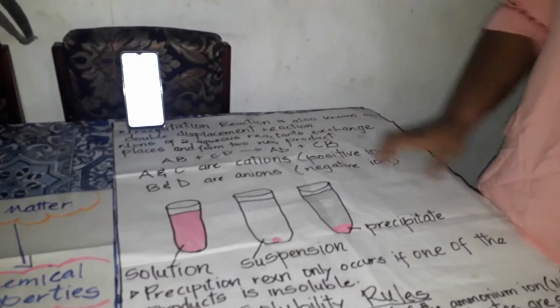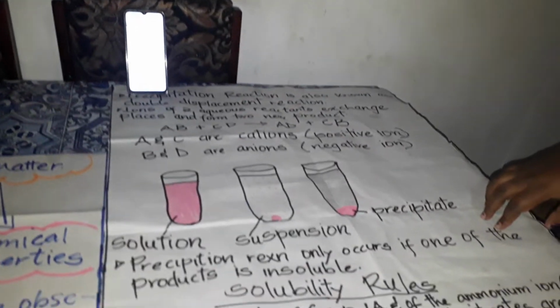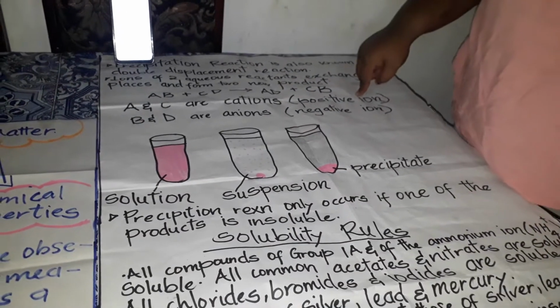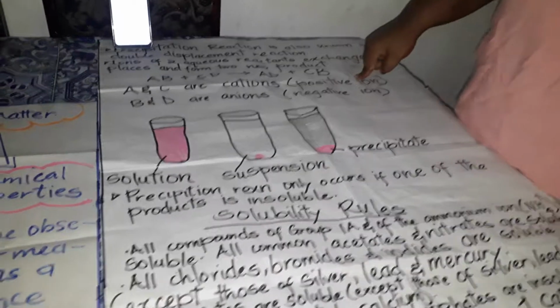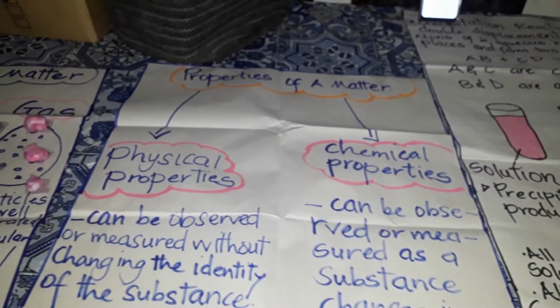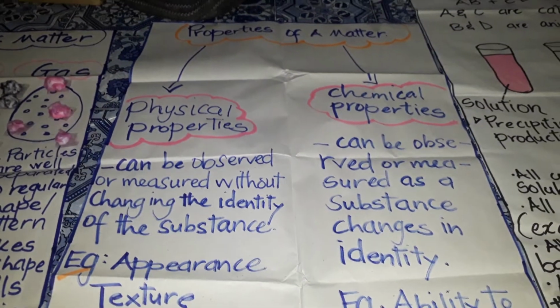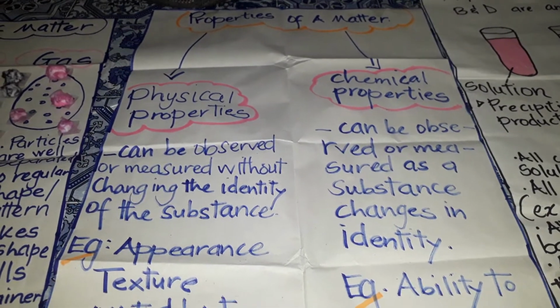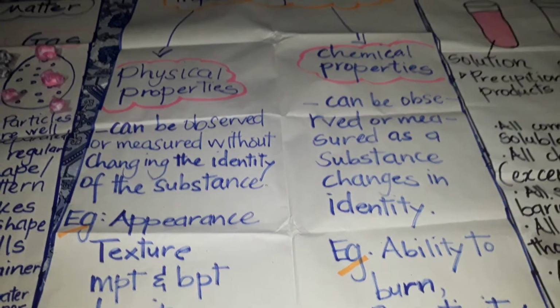First of all, this is my chart for lesson plan 2, which is precipitation reaction. This is one of my teaching aids, and the second teaching aid is my lesson notes, the ones that I've sent through Dropbox. And my third teaching aid is this short video, which is based on precipitation reaction.